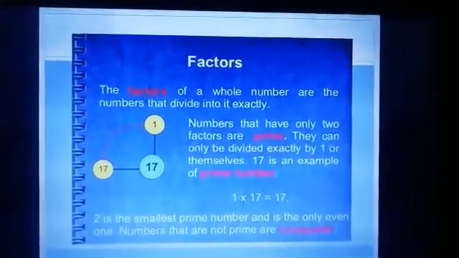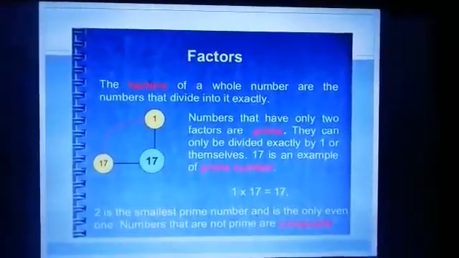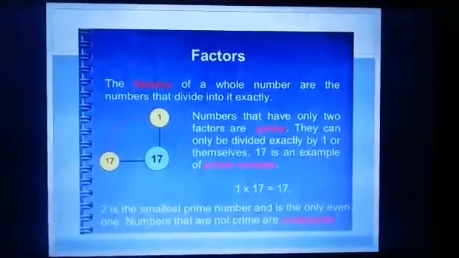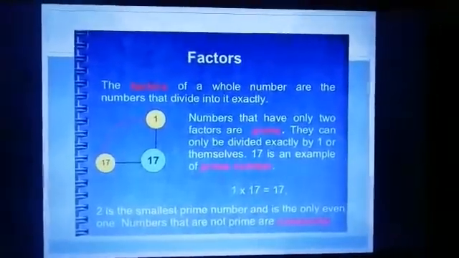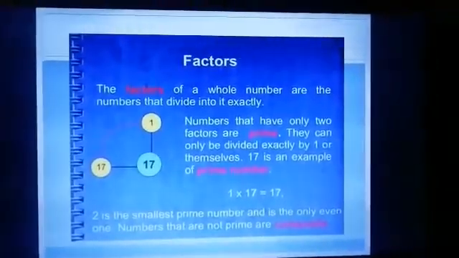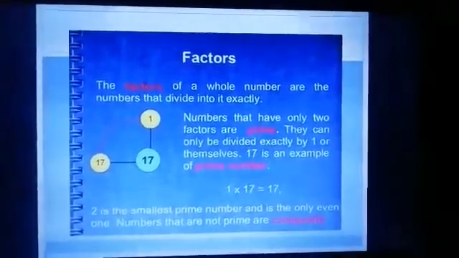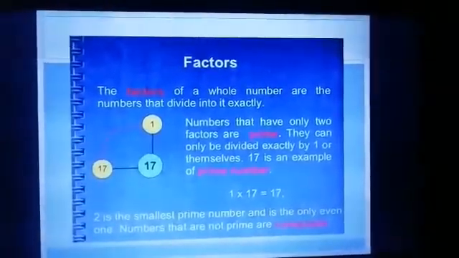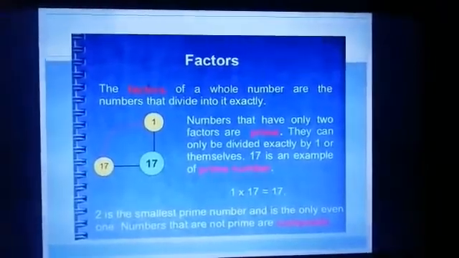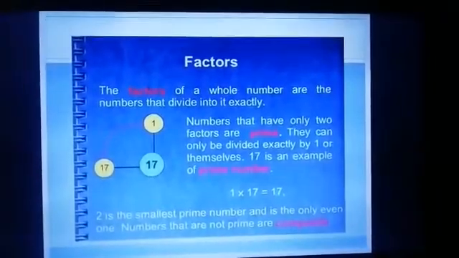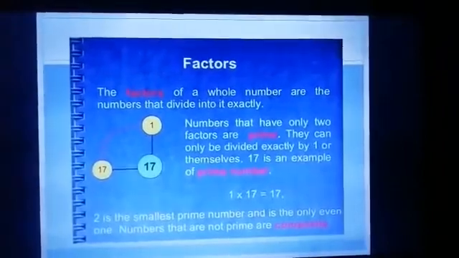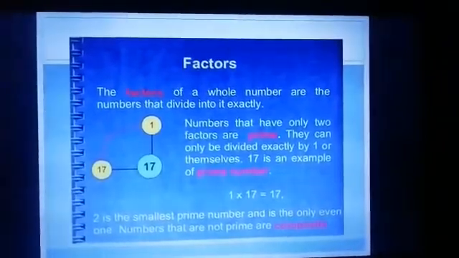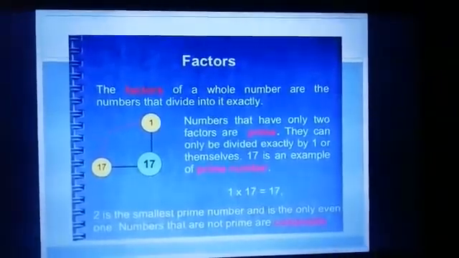Like here, the factors of a whole number are the numbers that divide into it exactly, which we have already understood. But here I am just showing that 17 has only two factors, 1 and 17. It means 17 is a prime number. Numbers that have only two factors are prime. They can only be divided exactly by one or themselves. Right?